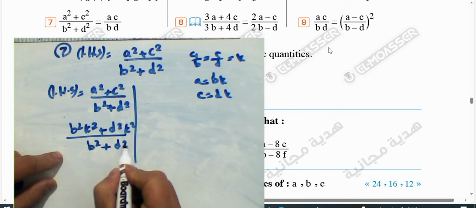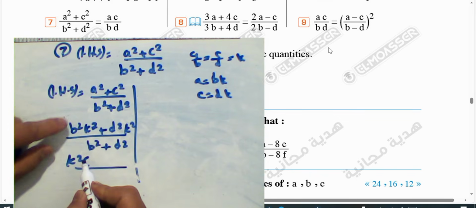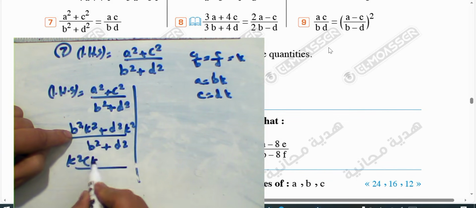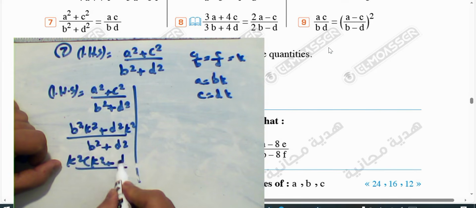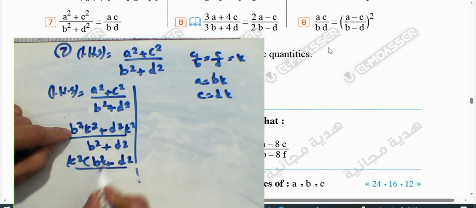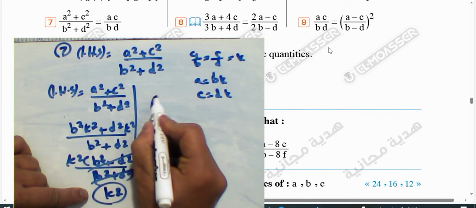Down b power 2, b is a constant and d constant also. B power 2 plus d power 2. You can write the common factor up here k power 2. B power 2 outside, then the result here k power 2 and k power 2 divided by k power 2 is 1 times d power 2. And down we have, sorry, this b power 2, and down b power 2 plus d power 2. You can cancel together, it's the same. Okay, then the answer will be k power 2. Next step, right hand side.